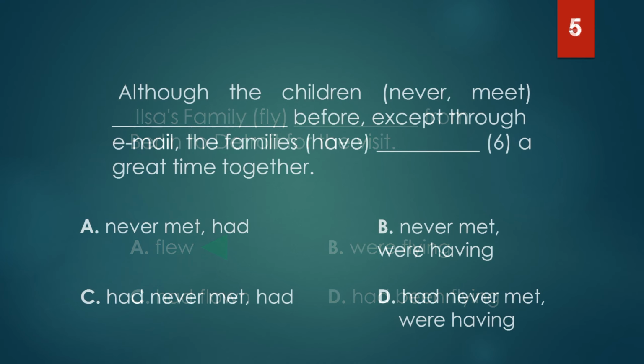Number five, although the children, again, we are talking about before the meeting. So this one should be past perfect. Had never met, except through email, the families, a great time together. Well, this is a past. So had never met and had a great time together.